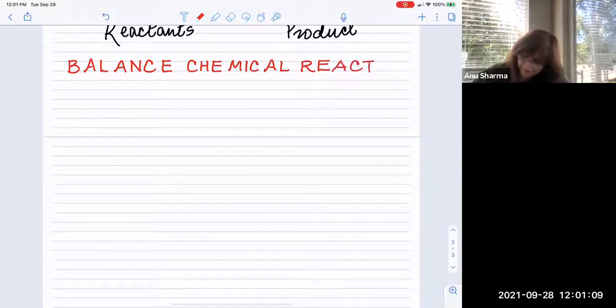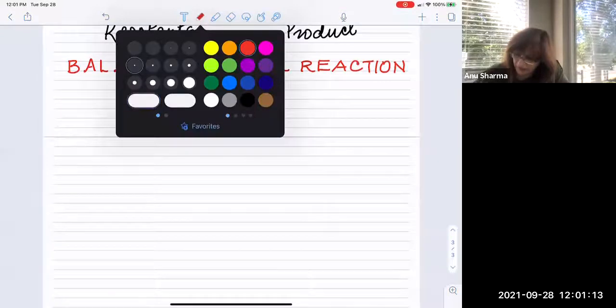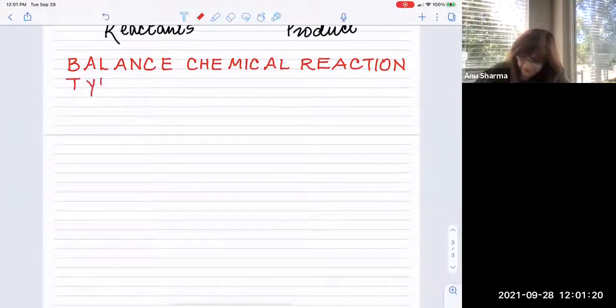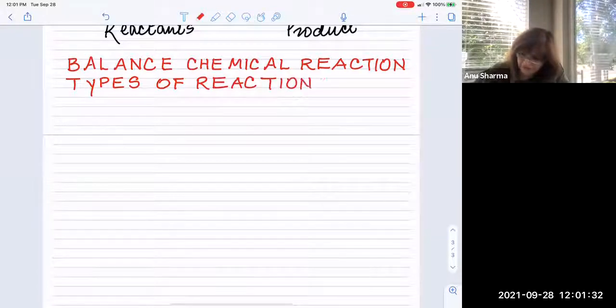Okay, so balancing chemical reactions, and let's look at the type of reactions also at the same time. So I'm going to merge the two things together. We will have to continue. Balancing is a continuous process. So types of reactions is all merged in one section. Instead of breaking them up into different sections and doing them again and again, I'm going to just merge them.